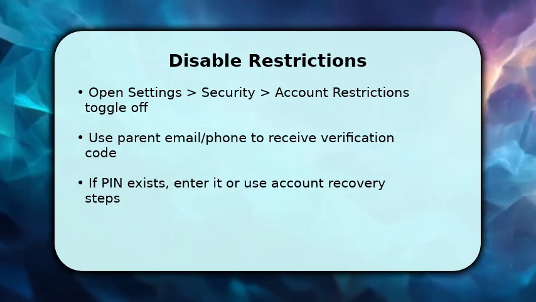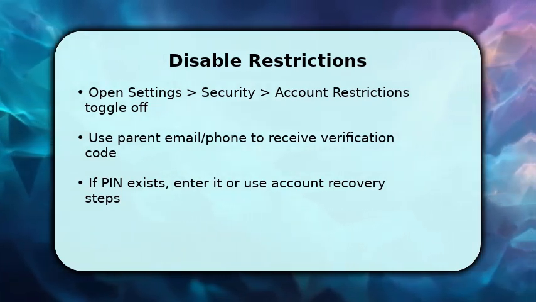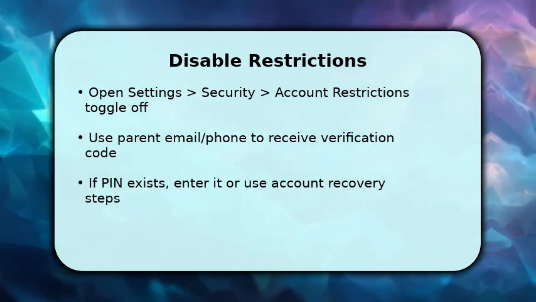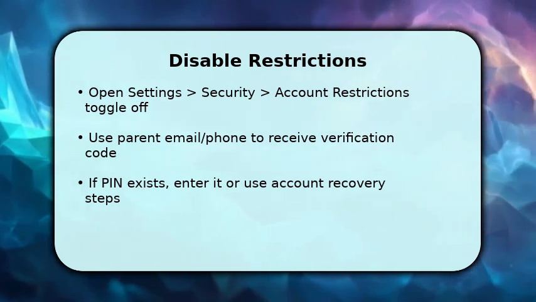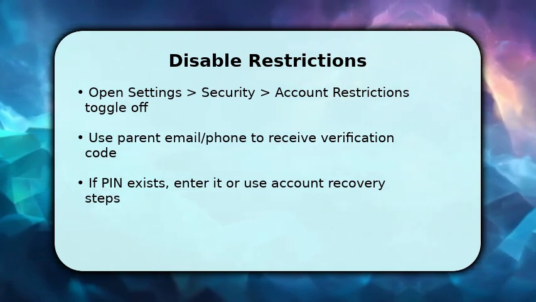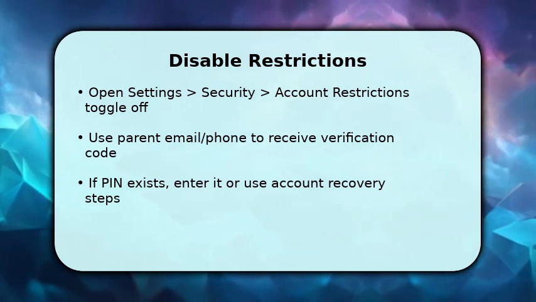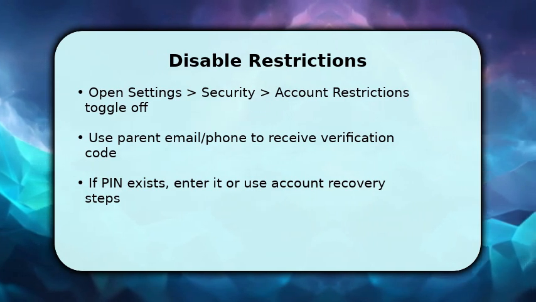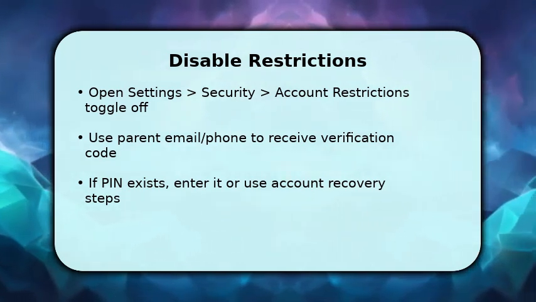Now remove the restriction. In Settings, go to Security and locate Account Restrictions, then toggle it off. You will be prompted to verify ownership. Use the parent email or phone to get the code and enter it immediately. If a parental PIN was set, type it when requested. If you do not have the PIN, choose the account recovery option, follow the emailed instructions, and confirm identity with the verification code. Make sure each confirmation completes before moving on to avoid partial changes.